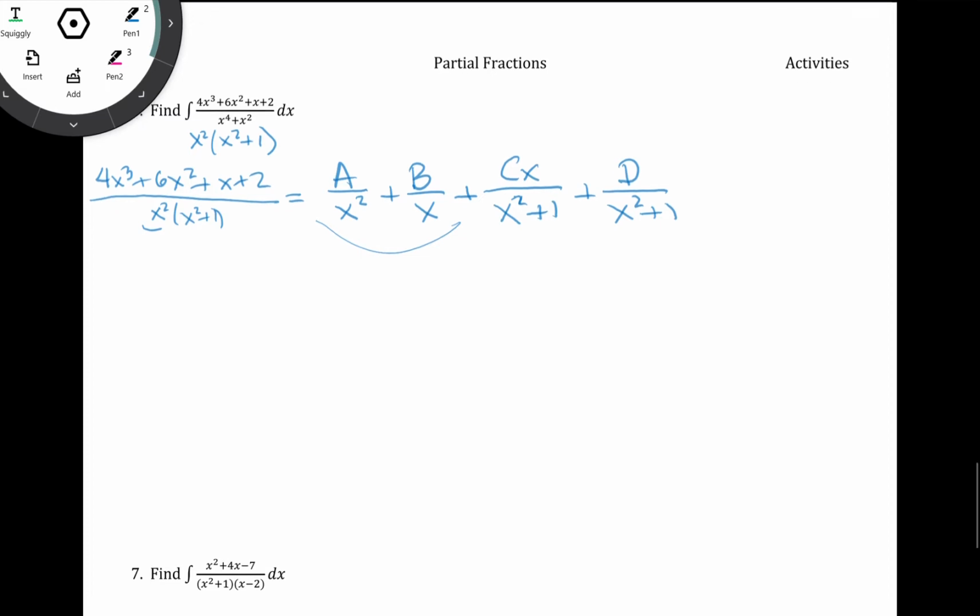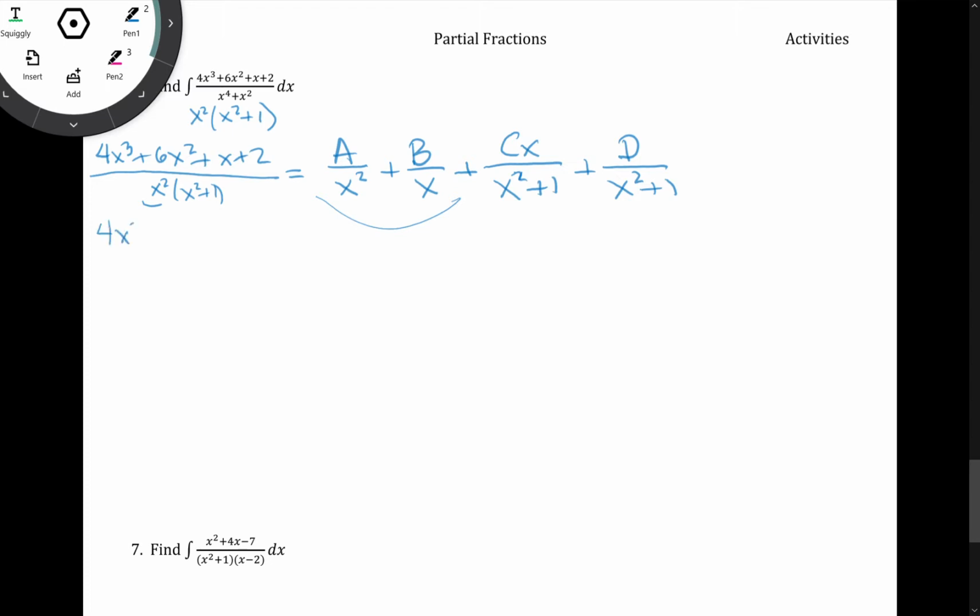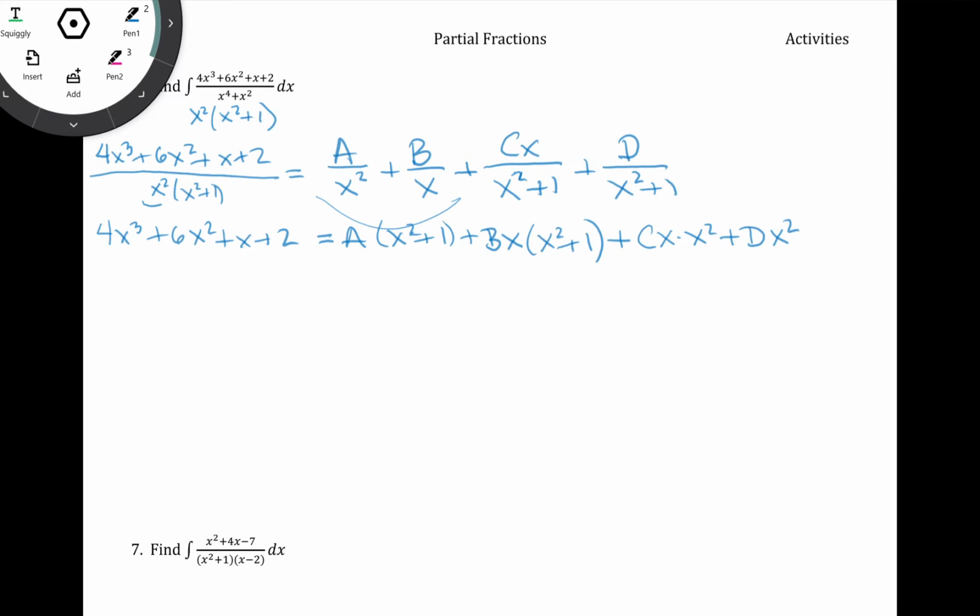Okay, and then clear fractions. So we're going to get this 4x cubed plus 6x squared plus x plus 2. And then we're going to have the x squared will cancel from that LCD, but the x squared plus 1 won't. And then with the b, only one of the x's cancel, and we're left with the x squared plus 1. And then with the cx and the d, for both of those, we're going to have an extra x squared. Okay, the other thing that's nice, if you split that into 2 fractions, it makes it a little less messy to multiply things out later if you want to.